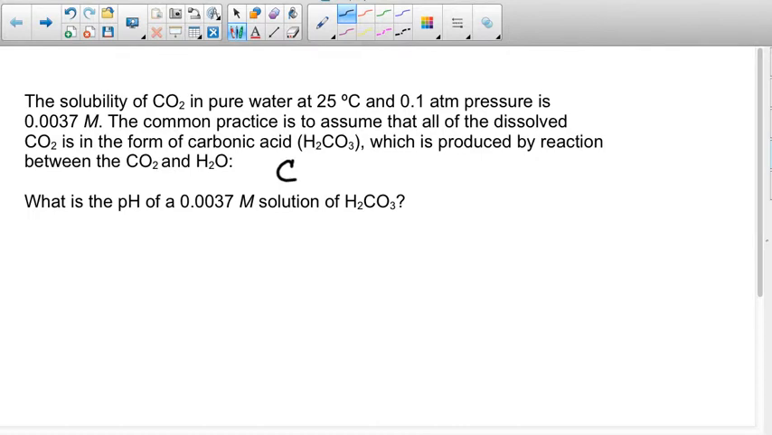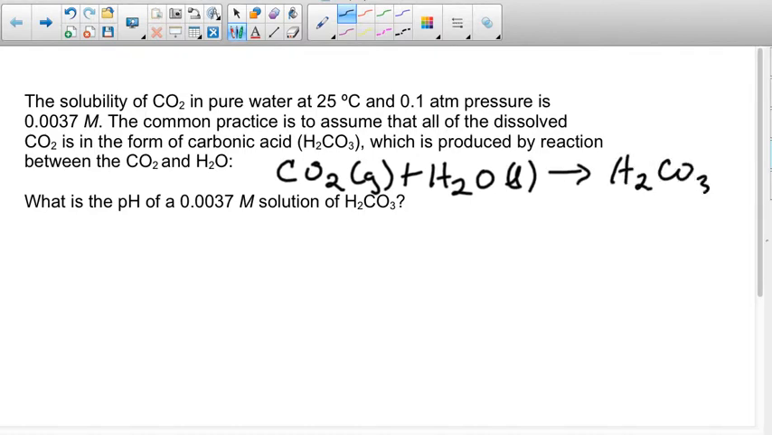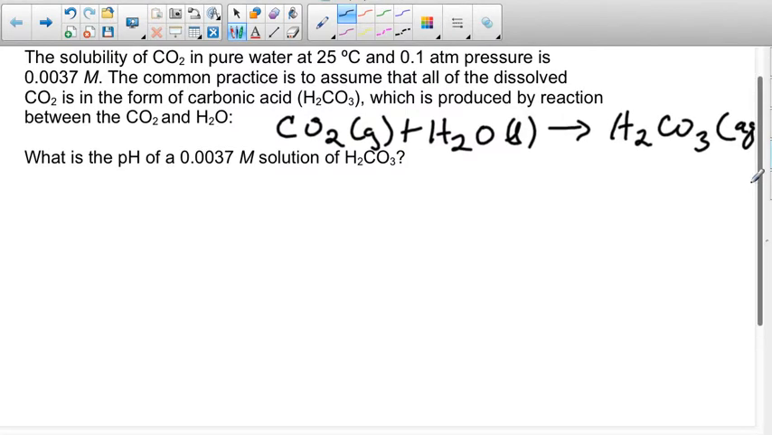Hopefully you would be able to put that together, and that would be the equation of CO2 reacting with water to form carbonic acid. NMOA, right? Non-metal oxide plus water gives me an acid. Okay. So the question's asking us, what is the pH of a 0.0037 molar solution of carbonic acid?